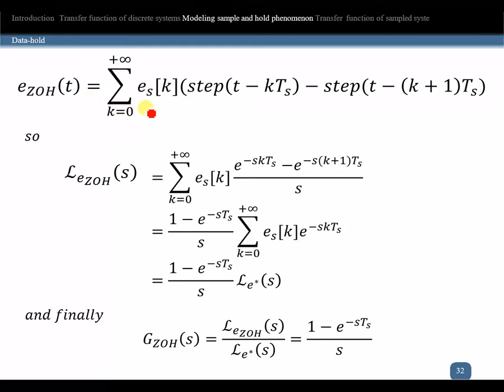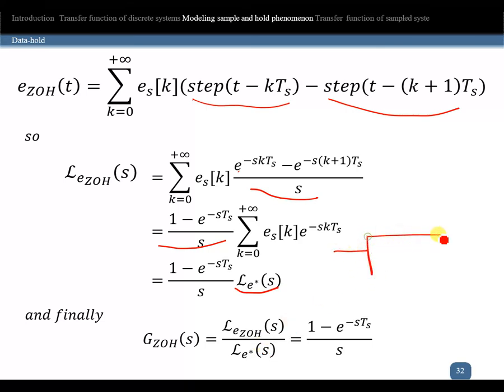The Laplace of the zero order holder output becomes the sum from k equal to 0 to infinity of e(kT) times the Laplace, which I can write as e to the minus kTs minus e to the minus (k plus 1)Ts, divided by s. I can factorize 1 minus e to the minus Ts, and the sum over k from 0 to infinity of e(kT) e to the minus kTs I can keep. If you remember, the sampled sum of e(kT) e to the minus kTs will be the Laplace of E star s.